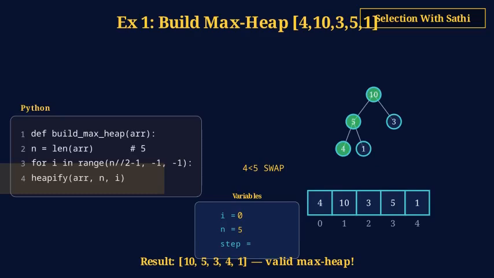Now recurse on index 1, node 4 with children 5 and 1. 4 is less than 5, swap them. Final array 10, 5, 3, 4, 1. The max heap is built. Root 10 is the maximum.